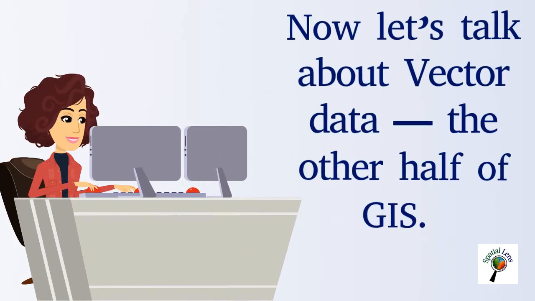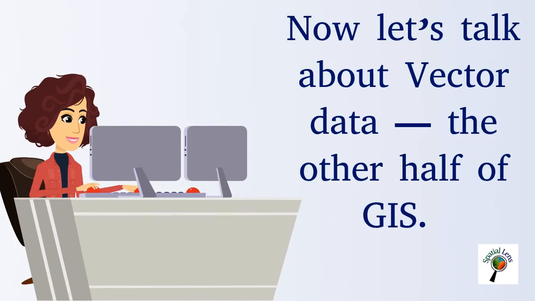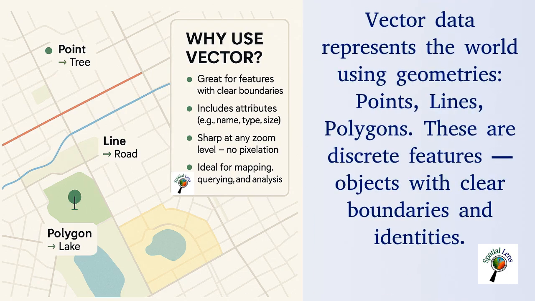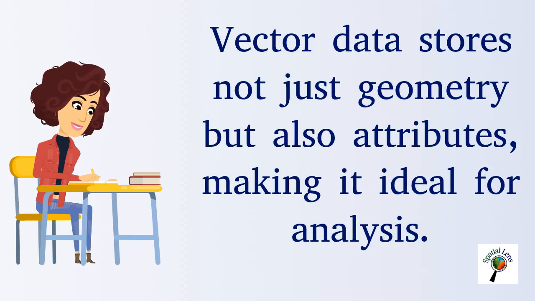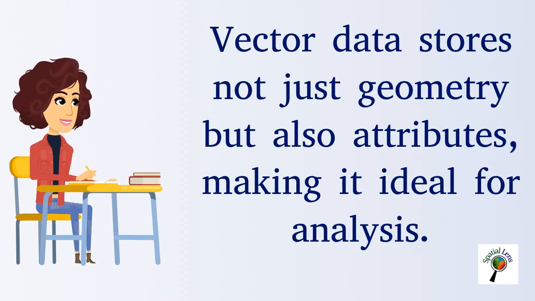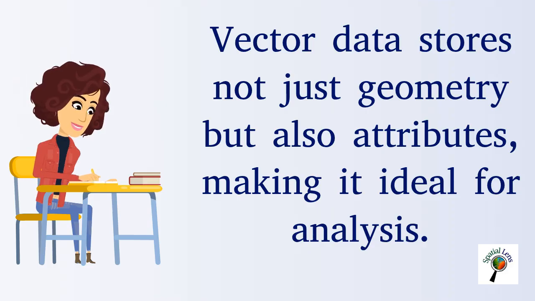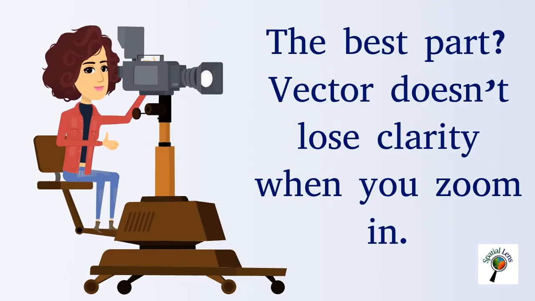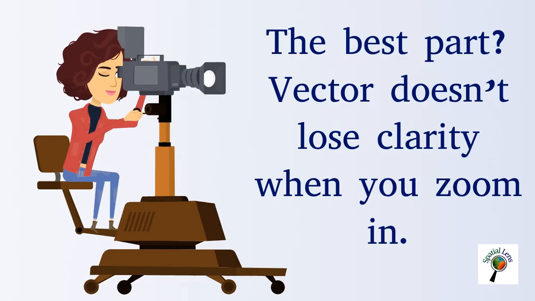Now let's talk about vector data, the other half of GIS. Vector data represents the world using geometries: points, lines, polygons. These are discrete features, objects with clear boundaries and identities. Vector data stores not just geometry but also attributes, making it ideal for analysis. The best part: vector doesn't lose clarity when you zoom in.